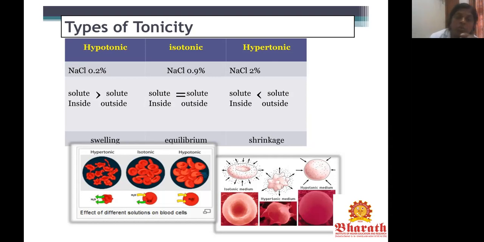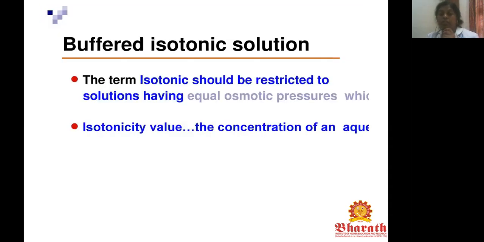Isotonicity means the solute inside will be equal to the solute outside. If the solute inside is less than the solute outside, it is called hypertonic. Hypotonic means swelling takes place. In isotonic, it will maintain the equilibrium, and if it is hypertonic, the cells will shrink. These are the effects of different solutions on the blood cells.